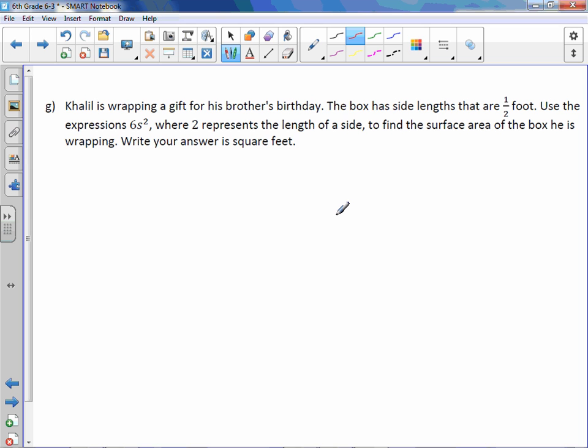Khalil is wrapping a gift for his brother's birthday. The box has side lengths that are 1/2 foot. Use the expression 6s squared, where s represents the length of a side, to find the surface area of the box he is wrapping. Write your answer in square feet. So we have the expression 6s squared. And we're going to plug in our 1/2 foot for our side length of s.